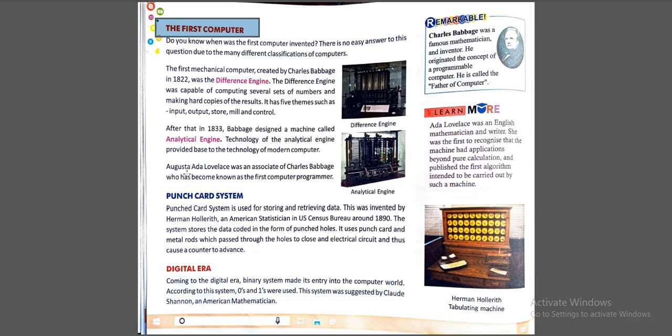Next is the punch card system. The punch card system is used for storing and retrieving data. This was invented by Herman Hollerith, an American statistician at the US Census Bureau, around 1890. The system stores the data coded in the form of punch holes.